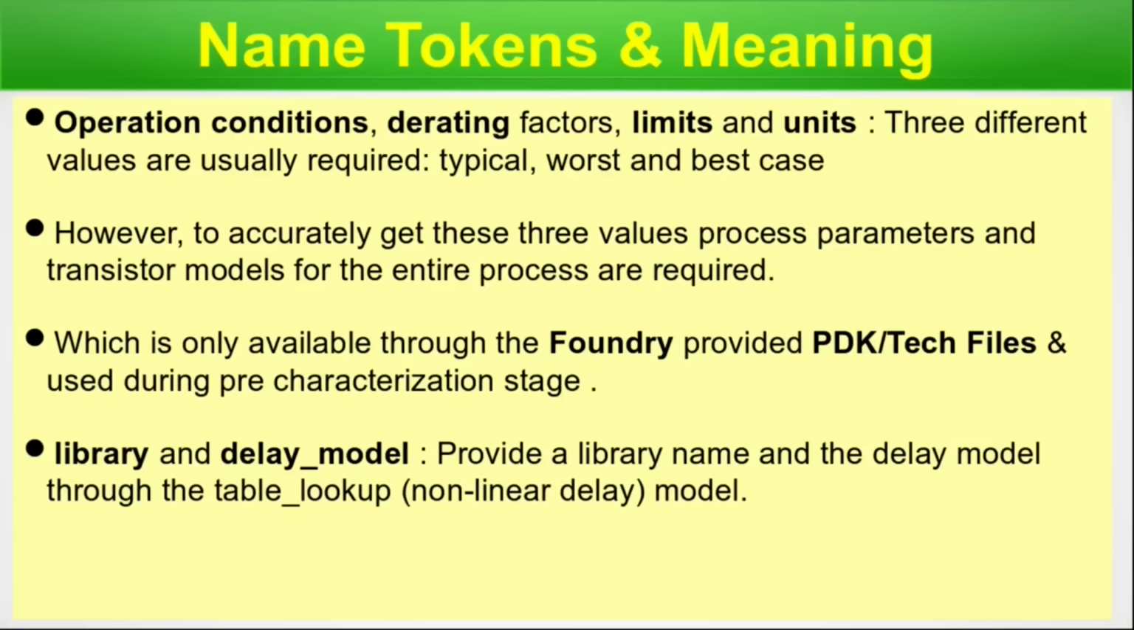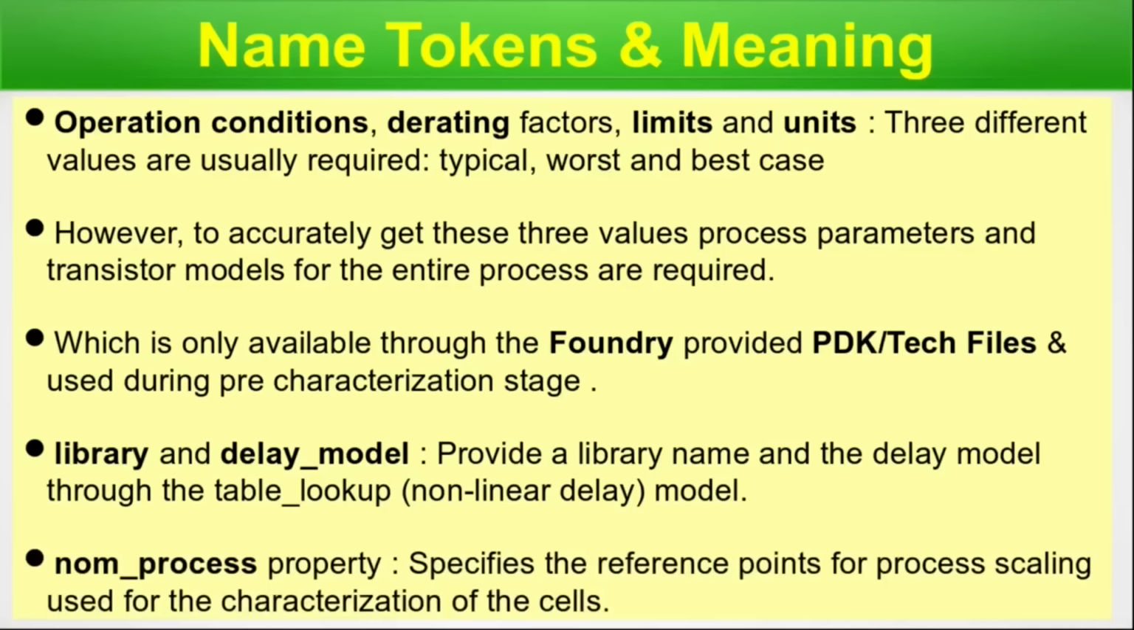Library and delay model. Provide a library name and delay model through the table lookup, that is the non-linear delay model. Some of the LUT I have already explained in a couple of previous episodes, but since I am explaining the .lib or the timing library in general in this slide, here I re-specify and emphasize these details. Norm process property: specify the reference points for process scaling used for the characterization of the cells. So these will give the scaling factors of the process.